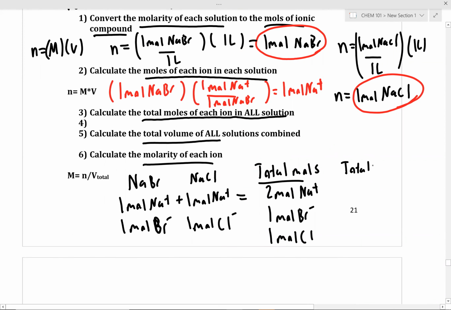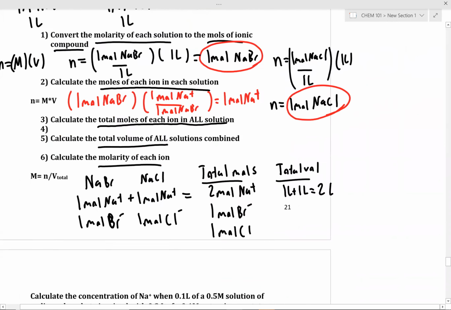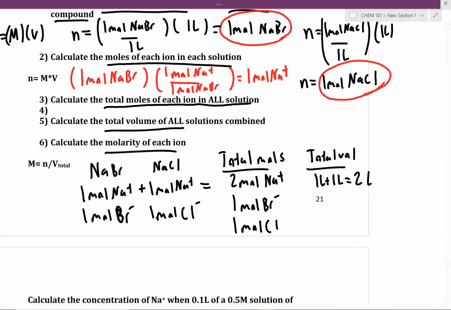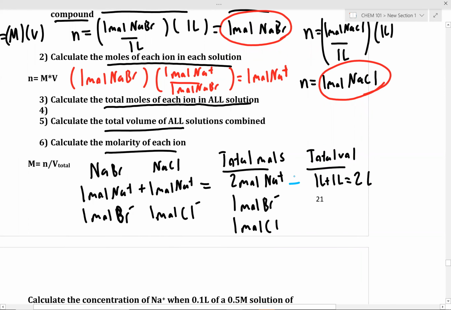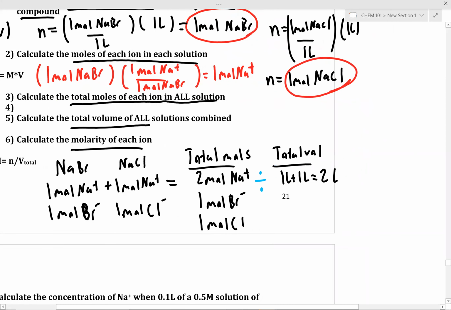I have my total volume. So what's my total volume? If I mix 1 liter plus 1 liter, what's my total volume going to be? 2 liters. Okay. Now, all I have to do to calculate the molarity of each ion in my solution is to divide each of my total moles by the total volume. Does that make sense? This is known as a mole volume table, and it's a fast way to calculate the concentration of ions found in each solution.